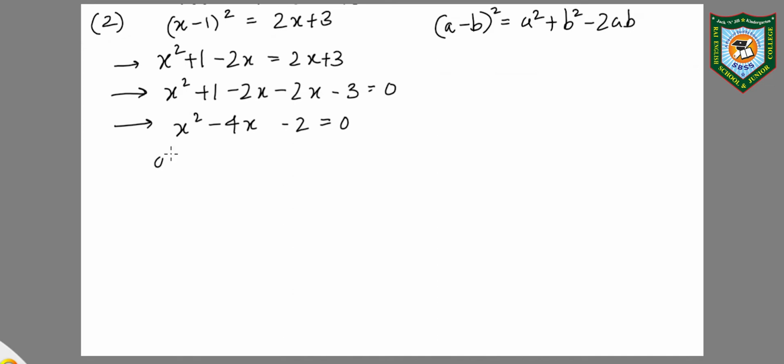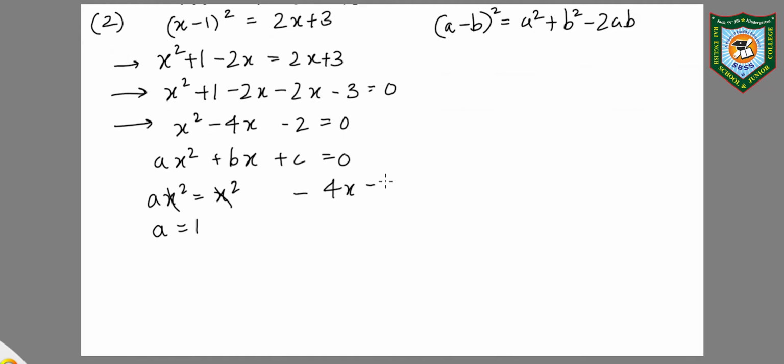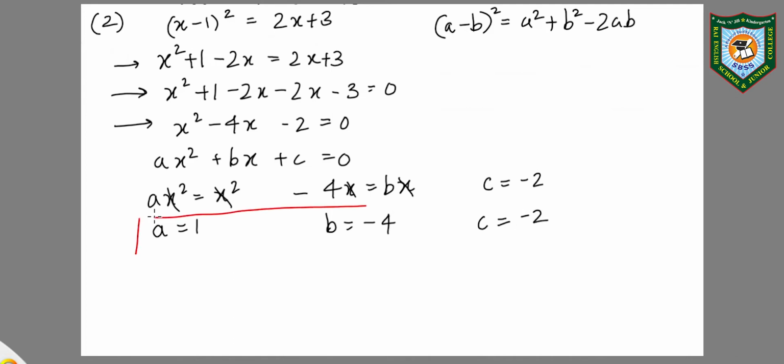Comparing this to our standard equation ax square plus bx plus c is equals to 0. So ax square is equals to x square, x square cancels. I have a is equals to 1. Then I have minus 4x is equals to bx, x cancels again. So I have b is equals to minus 4 and I have c is equals to minus 2. So this is my solution for sub question 2.